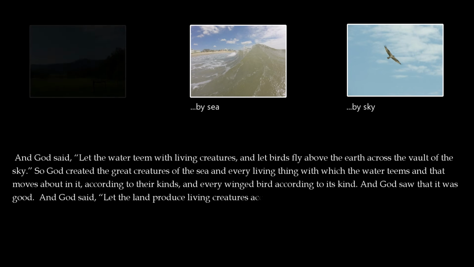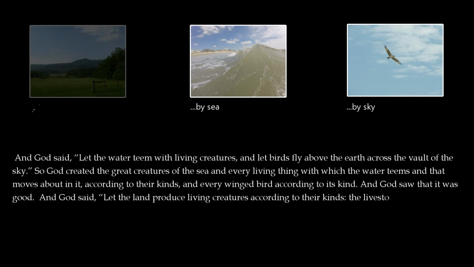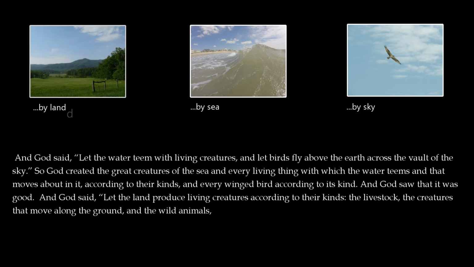And God said, "Let the land produce living creatures according to their kinds, the livestock, the creatures that move along the ground, and the wild animals, each according to its kind." And it was so.